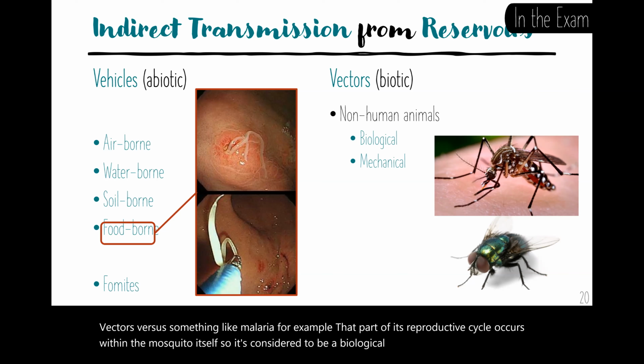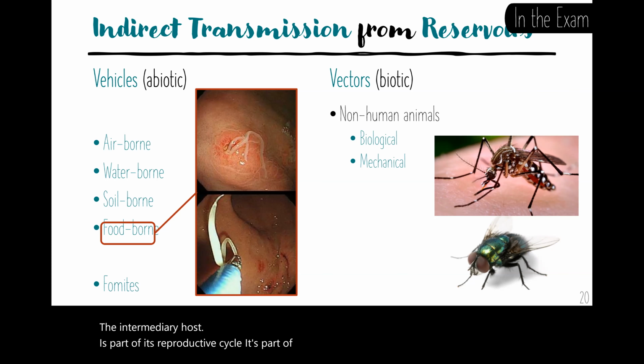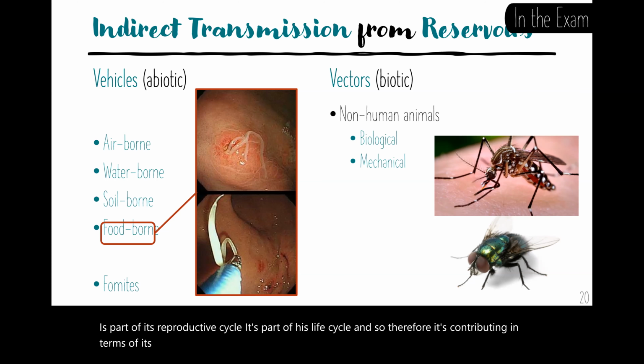So in this case, the intermediary host is part of its reproductive cycle. It's part of its life cycle, and so therefore it's contributing in terms of its growth and its development. So that's what makes it a biological one versus a non-biological one, or a mechanical one.